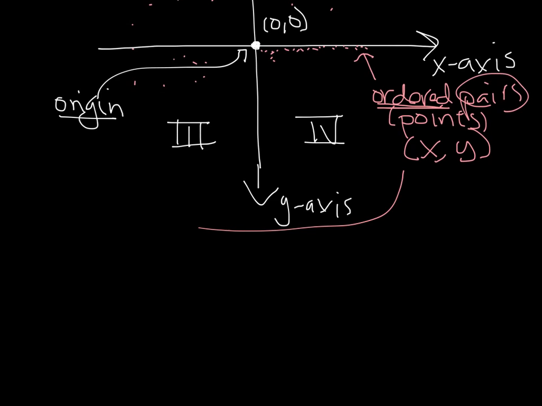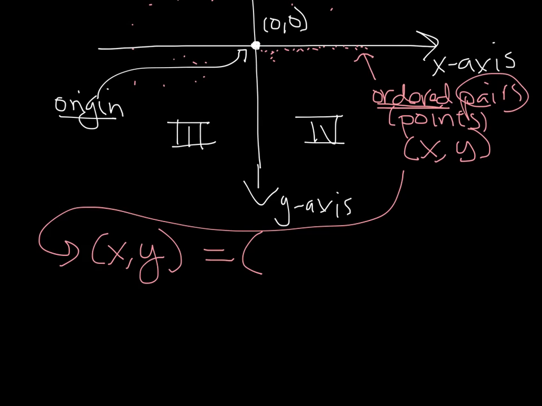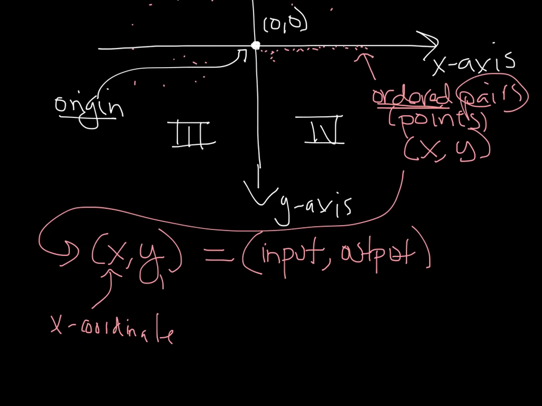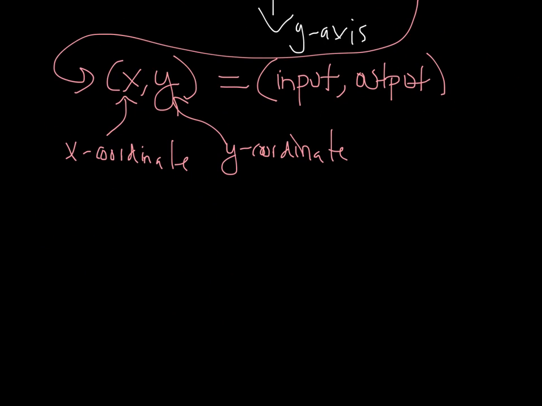So when you plot these points, these x, comma, y's, I want you to think of x as really an input. You're inputting something into a machine, and your output is the y, what's coming out. Again, this is called the x coordinate, and this guy is called the y coordinate.